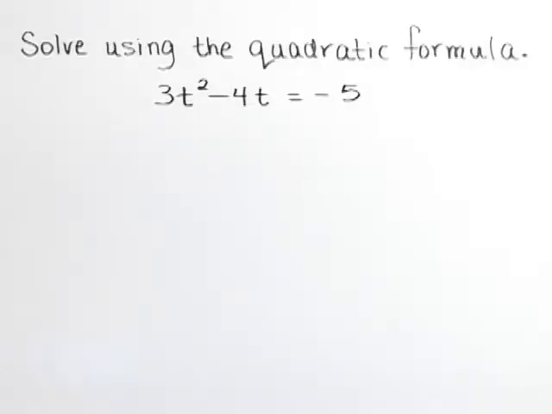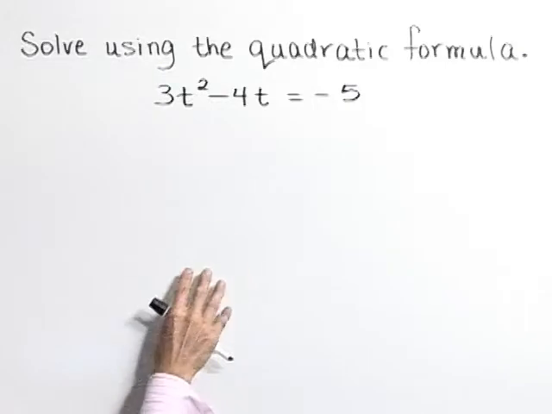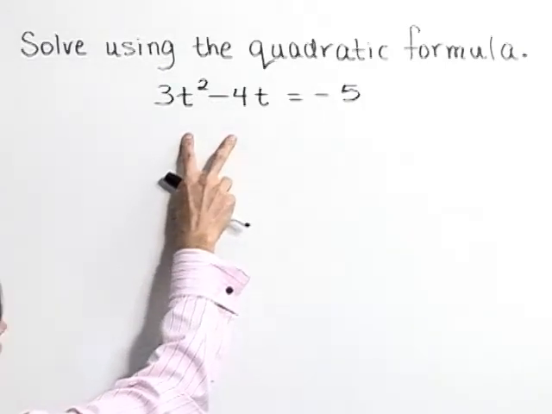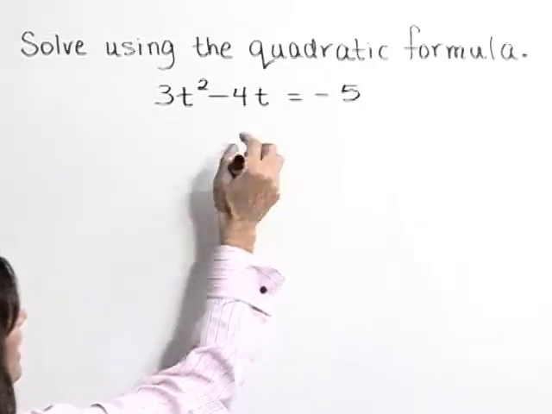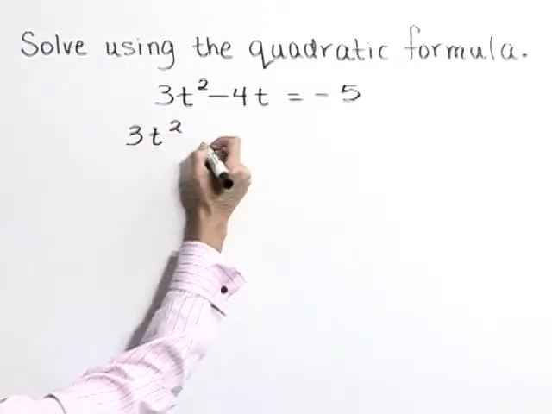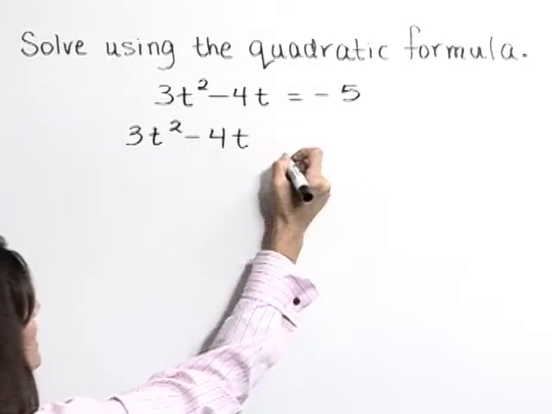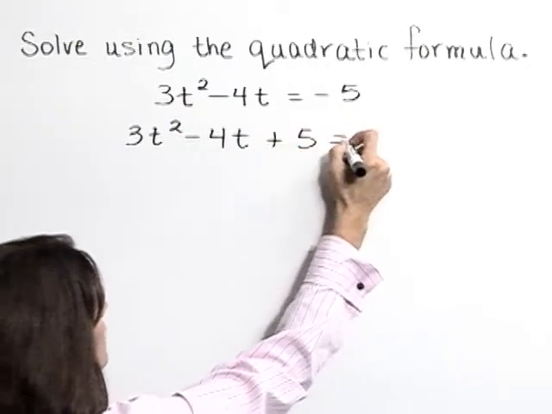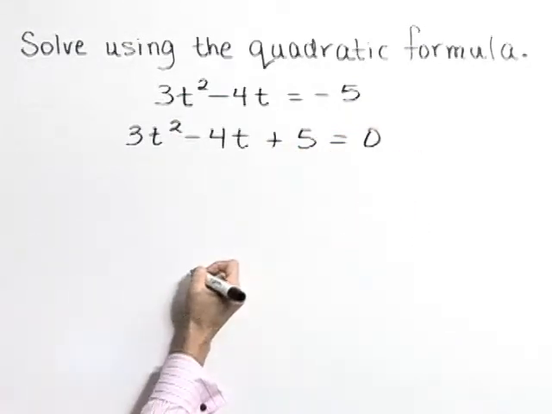Solve using the quadratic formula. The equation 3t squared minus 4t is equal to negative 5. Well, in order to use the quadratic formula, we need to see this equation in standard form. So let's add 5 to both sides, writing this as 3t squared minus 4t plus 5 is equal to 0.